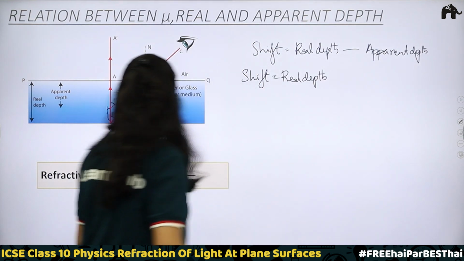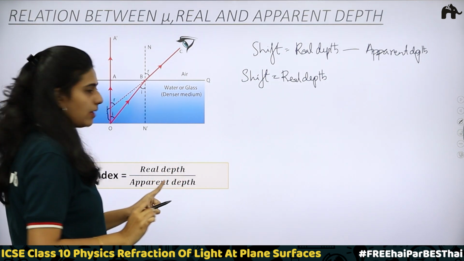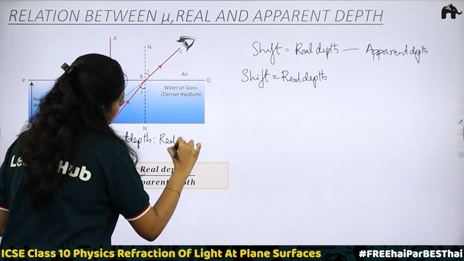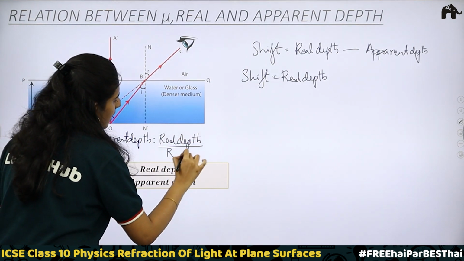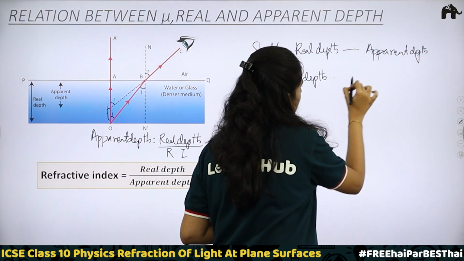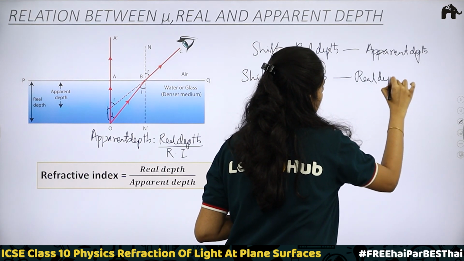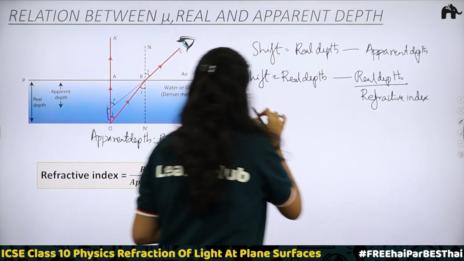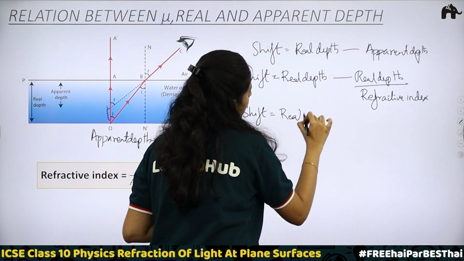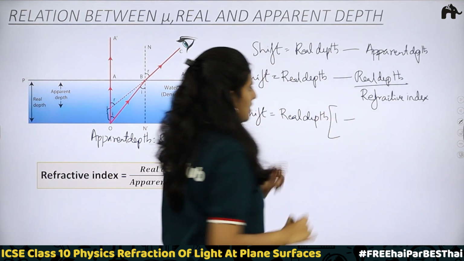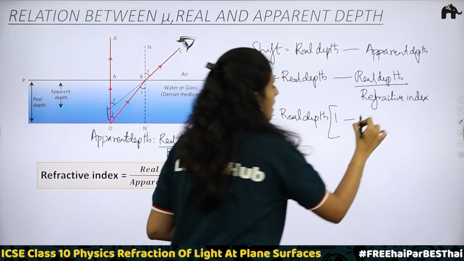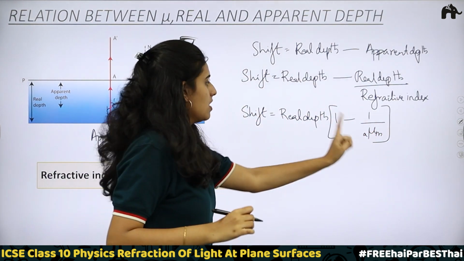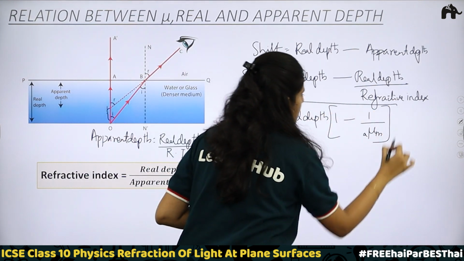Now, what is apparent depth? Here we have refractive index is equal to real depth divided by apparent depth, which means we can write apparent depth is equal to real depth divided by refractive index. Okay, real depth minus apparent depth is real depth minus real depth divided by refractive index. Therefore, shift will be equal to, taking out real depth, which is common, real depth into 1 minus 1 by the refractive index of the medium, mu MA. Okay. Refractive index of the medium with respect to air.